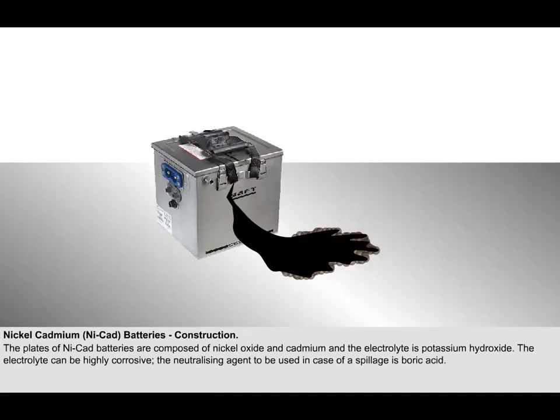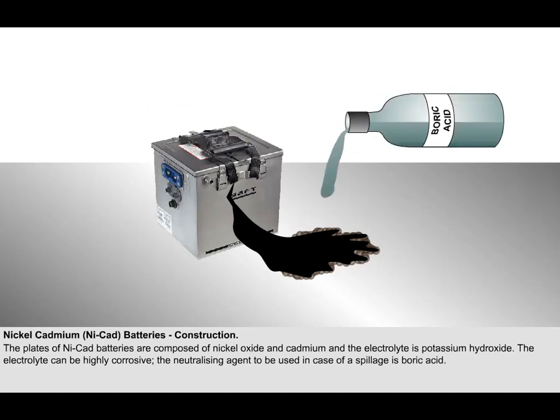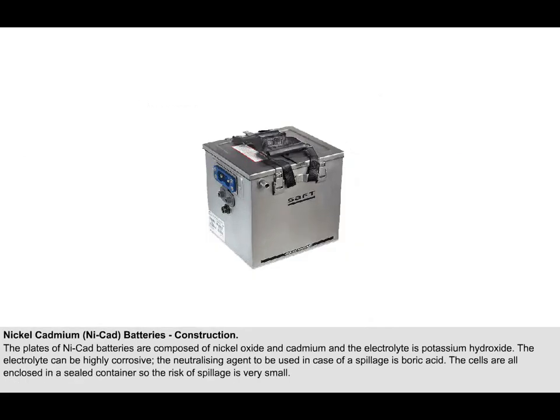Again, the electrolyte can be highly corrosive. The neutralizing agent to be used in case of a spillage is boric acid. However, the cells are all enclosed in a sealed metal container, so the risk of a spillage is very small.